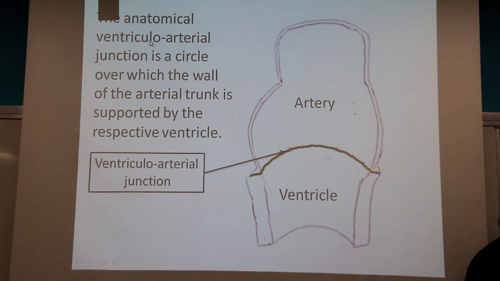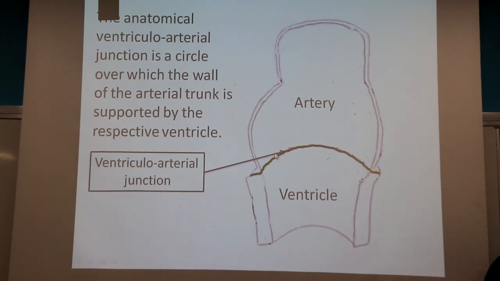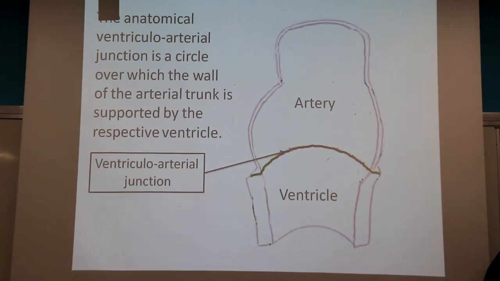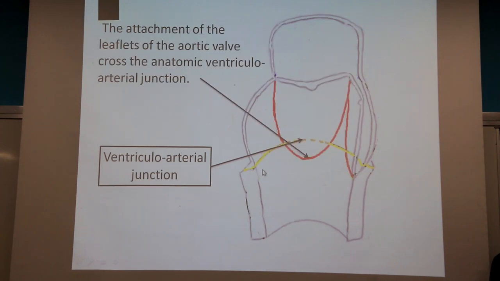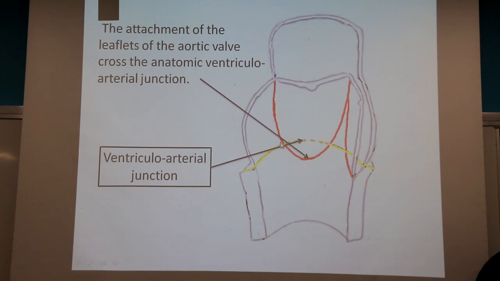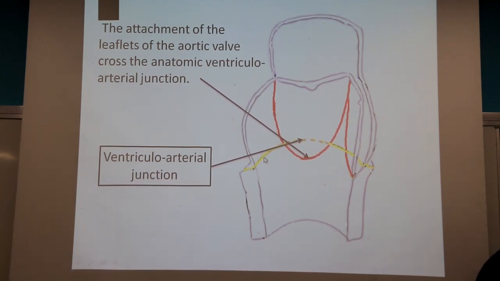The anatomical ventricular arterial junction is circular. Here, in black, is a circle over which the wall of the arterial trunk is supported by the respective ventricle. Here is the ventricle, here is the artery, and here is the ventricular arterial junction. It looks like a circle. So the attachment of the leaflet of the aortic valve crosses the anatomical junction. So the red will cross the yellow. Here is the ventricular arterial junction, and here is the hemodynamic junction. So the hemodynamic junction will cross here.